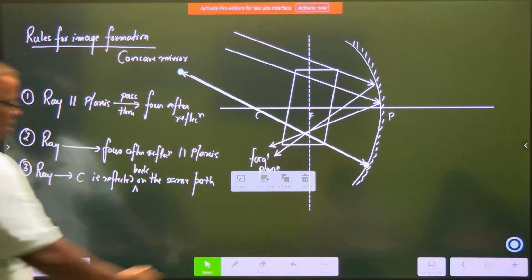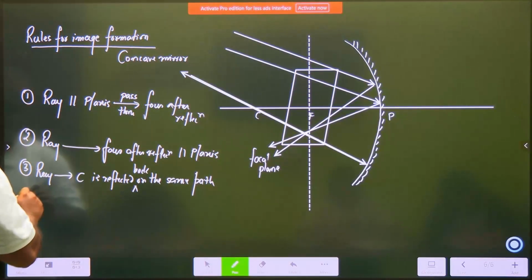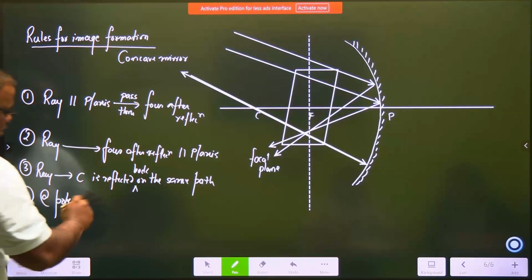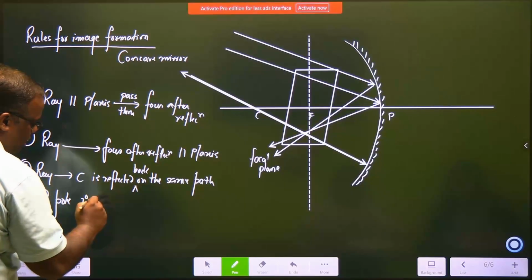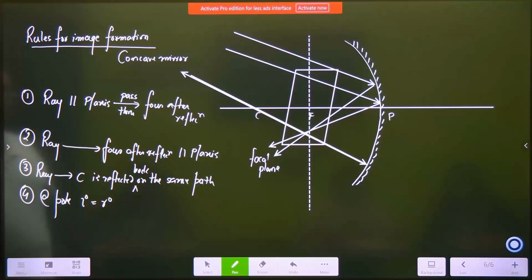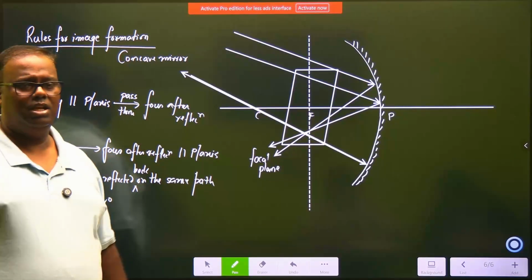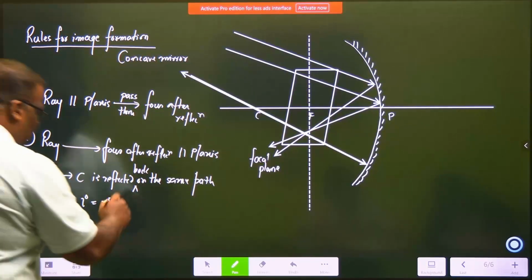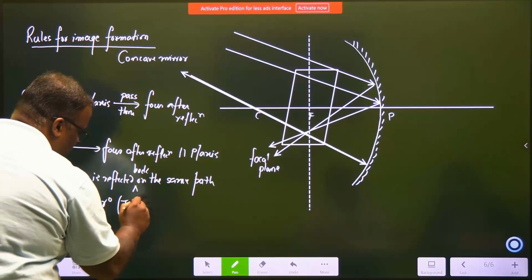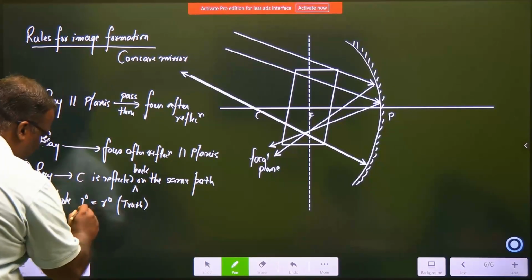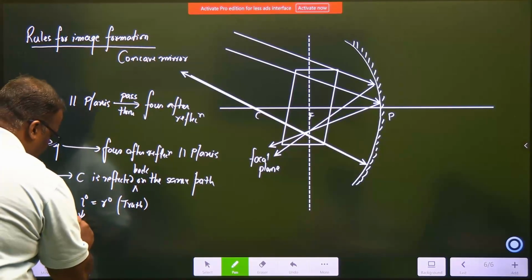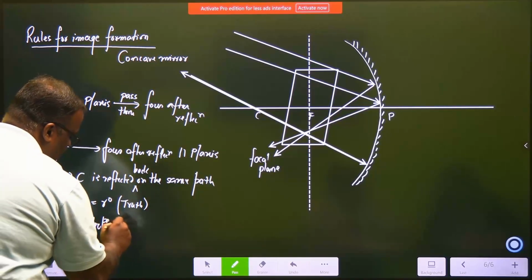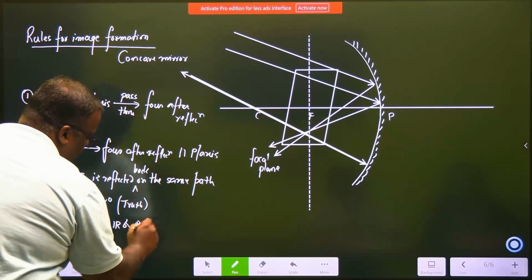Okay? And the fourth is, at pole, the angle of incidence is equal to the angle of reflection. It is actually always like that. It's not only about the pole. Angle of incidence is equal to angle of reflection. This is a truth. But here we will say the angle of incidence is nothing but the angle between, now children try to see this, the incident ray and the principal axis.